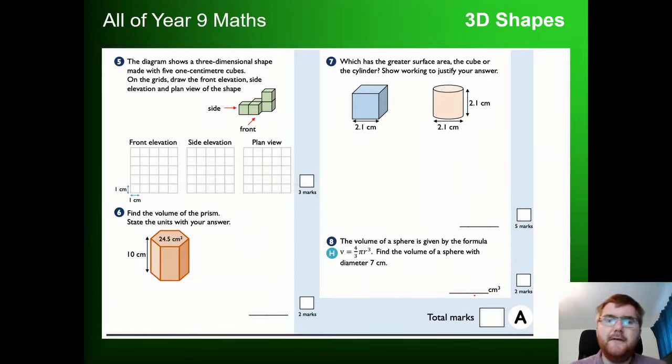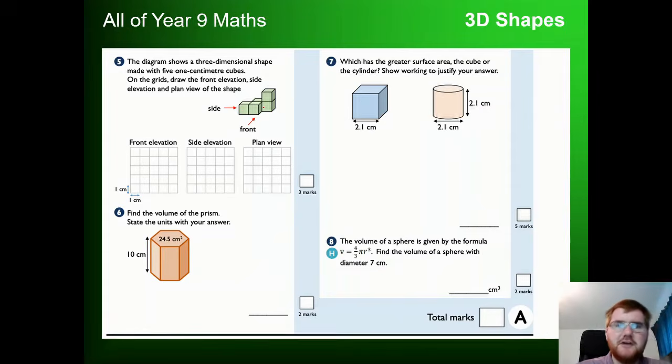On to question 5, the classic plans and elevations question. The diagram shows a three-dimensional shape made with 5 1 centimetre cubes. Notice our grid here is also in 1 centimetre squares. On the grid, draw the front elevation, side and plan view.